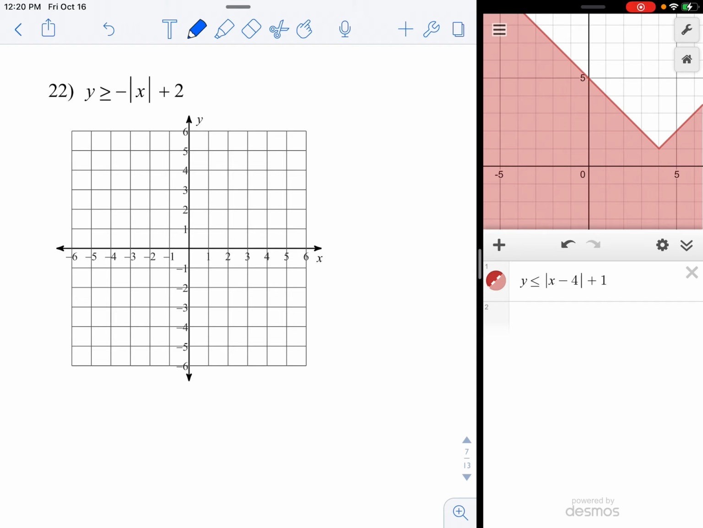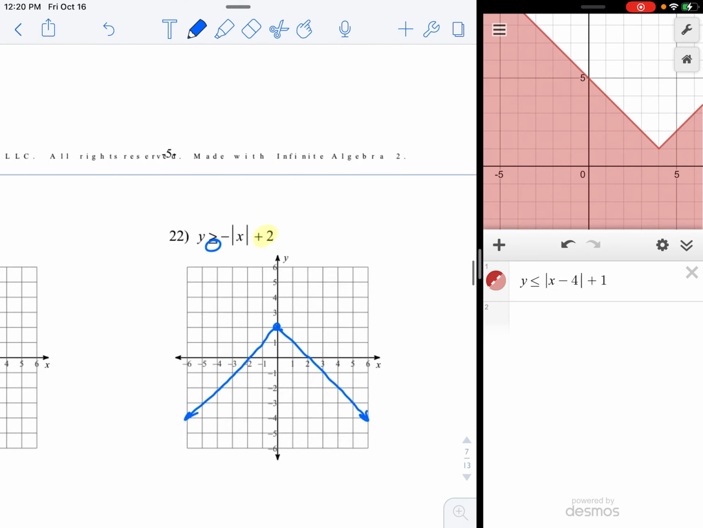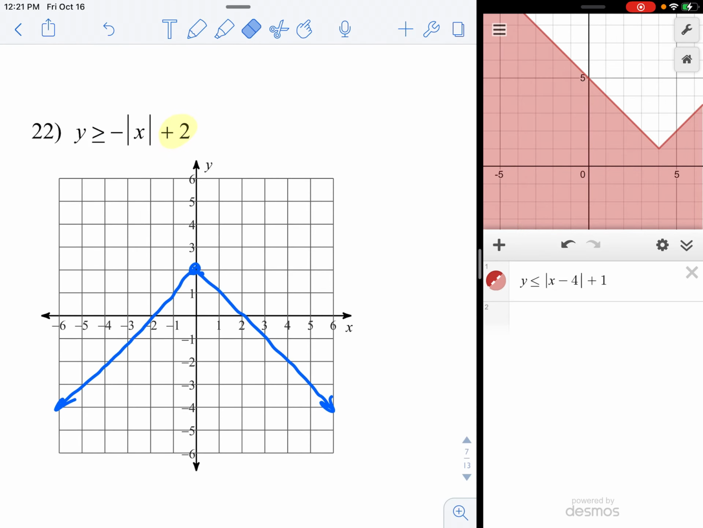So absolute value, V shape. Negative, upside down. Plus 2 outside of the absolute value bars is up 2 units. There's an equal sign, so I draw a solid line, not a dotted line. Did I do dotted lines before when I was supposed to? Oh yeah, I did. Okay. Oh, started doubting myself. And then where do I shade it? Well, a greater than is above the graph. So I shade up here.